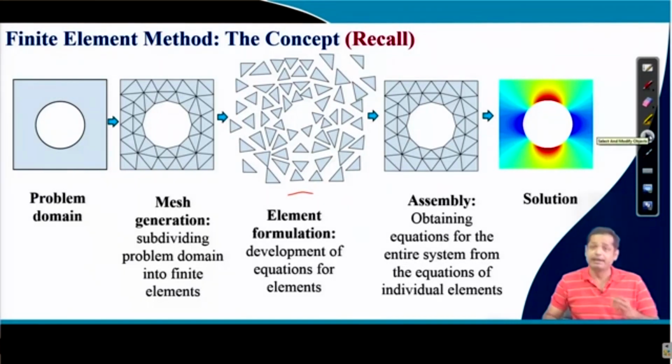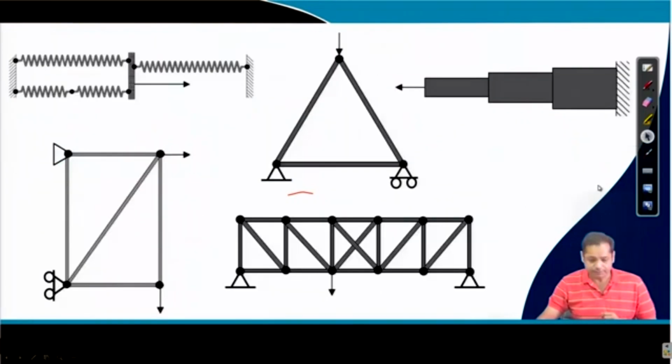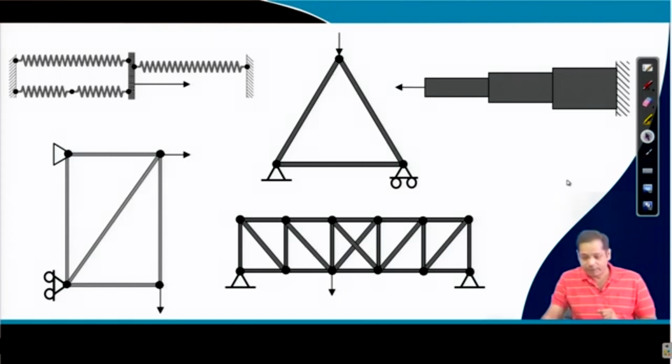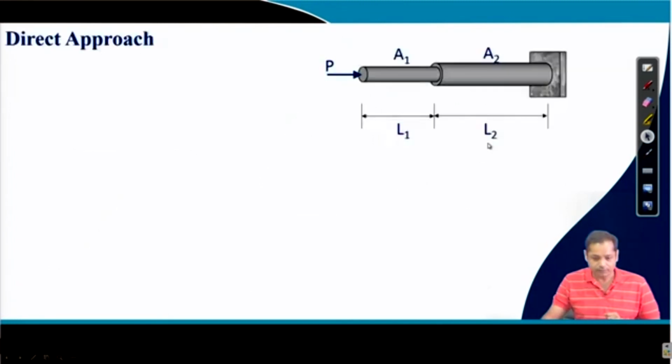this can be done directly. For instance, if you take some examples like this, for these systems the element formulation, the element level equations, can be obtained directly, and we have been doing that exercise. And what is the example we have taken to demonstrate that? Let us take this as an example. So this is called direct approach.